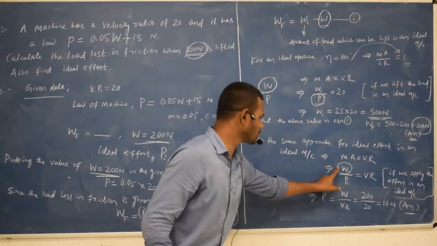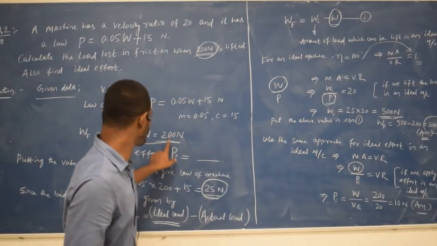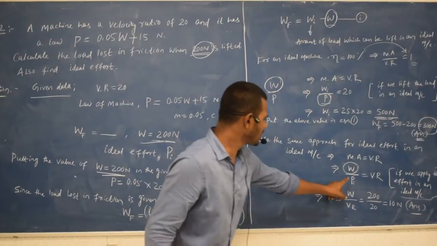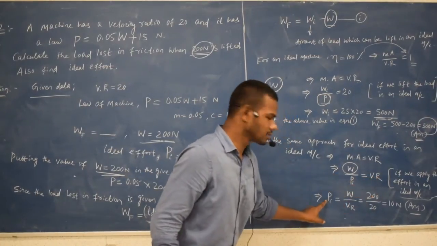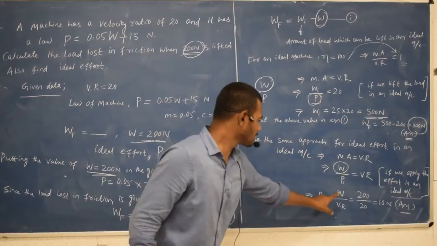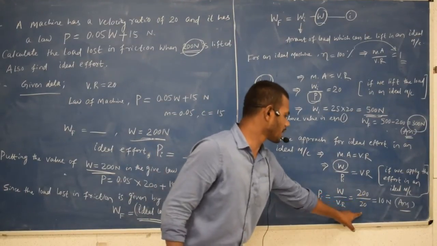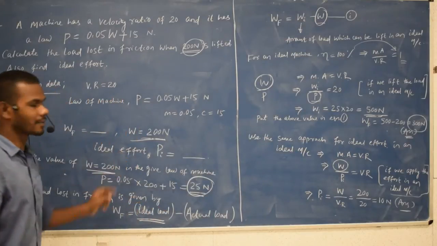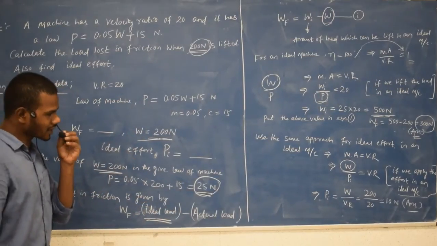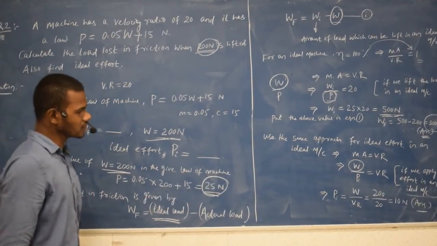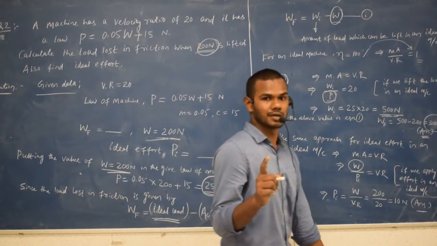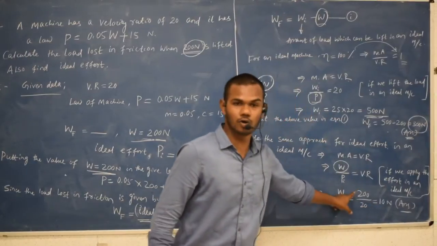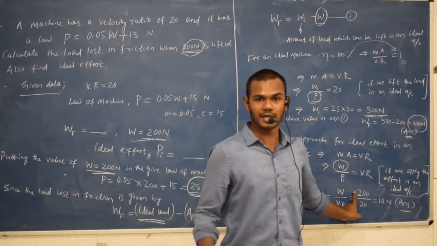W is the actual load, given as 200 Newton. 200 divided by PI equal to velocity ratio. So PI will come W by VR, 200 divided by 20 equal to 10 Newton. This was the answer for ideal effort. See here an important thing to remember. In an ideal machine we have applied only 10 Newton to lift 200 Newton, but that is not the case in an actual machine.